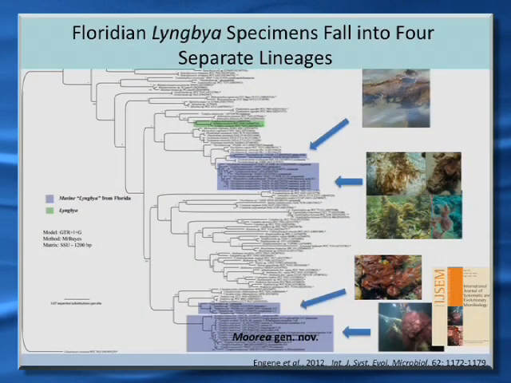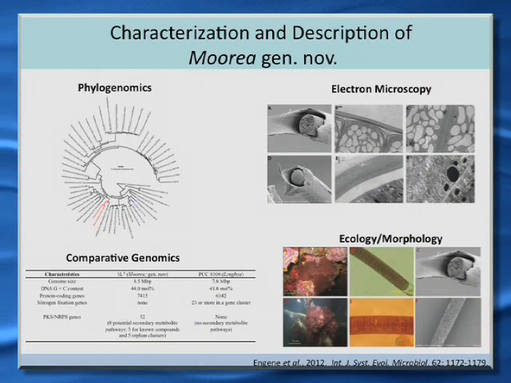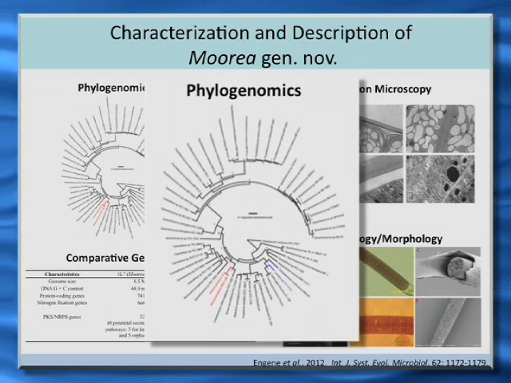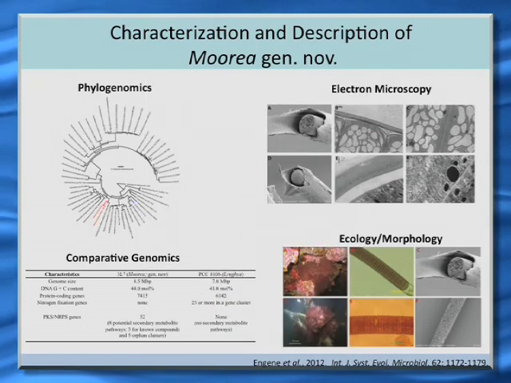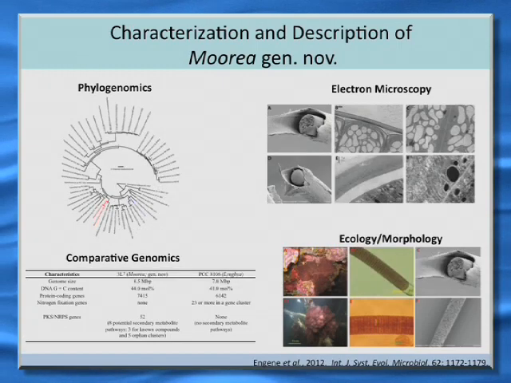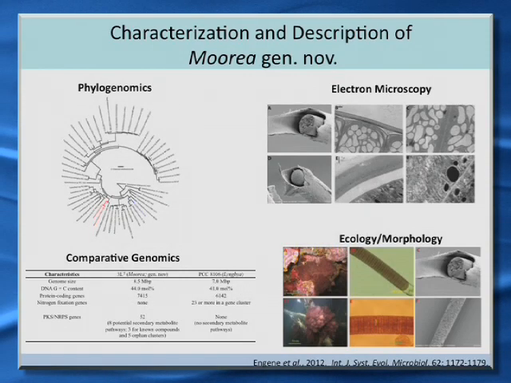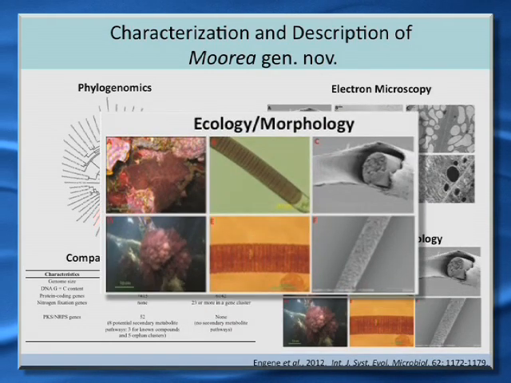Last year we published this group here, Moorea, and we used a polyphasic approach to describe these. We try to describe and characterize them as carefully as possible using a phylogenomic approach, which is basically the same as a phylogenetic approach, but we include a much bigger data set of different genes, so much larger scale. We also looked at comparative genomics, to look for different functional adaptations on a genetic level, to see how they are different from Lyngbya and other groups. We also used electron microscopy to look for differences on a cellular level, and also general morphology and ecology, as well as biochemistry.